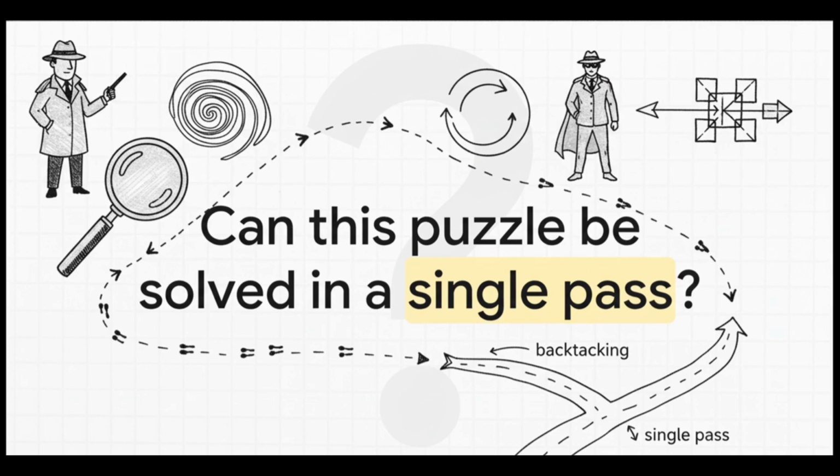This center-out method is a really brilliant piece of algorithmic thinking, but it does leave us with one last nagging question. Is this the best we can do? Could there be an even more genius method out there? A legendary detective algorithm that could solve this whole puzzle without ever having to look back? Something that could do it in just a single pass? Well, that's a mystery for another day.